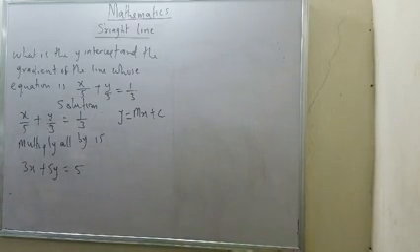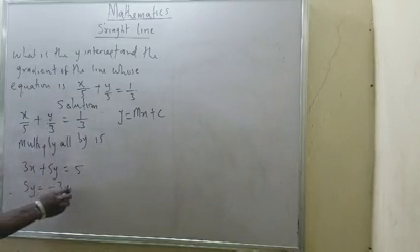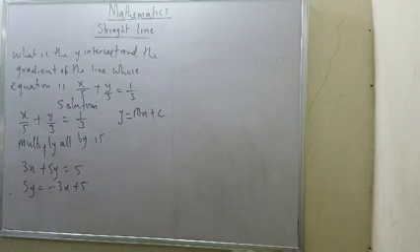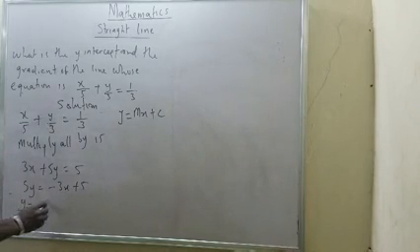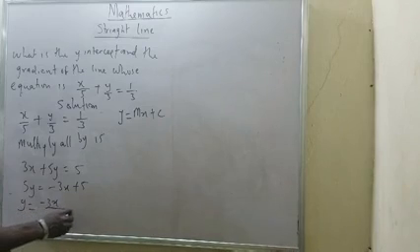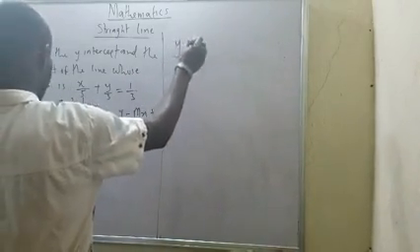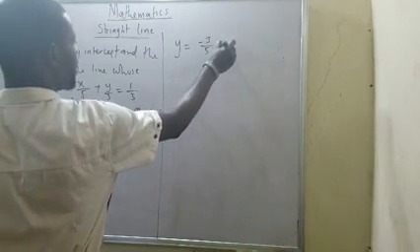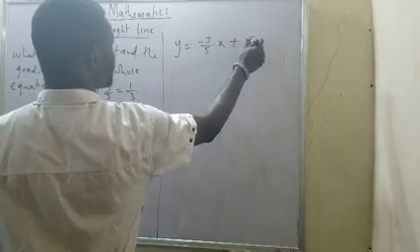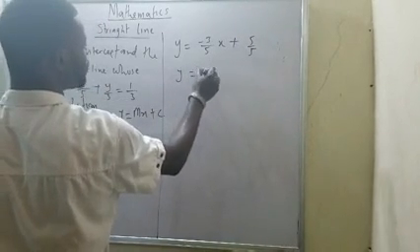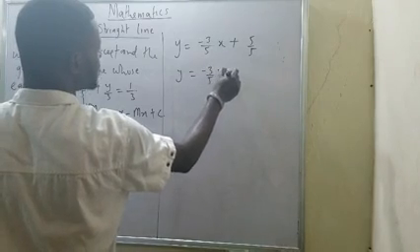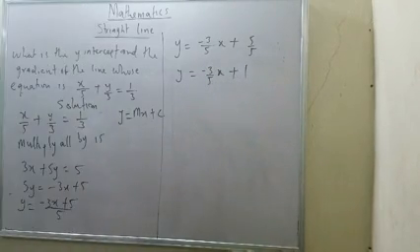Now since I have this, I must let my y stand on its own. It means 5y equals minus 3x plus 5. Now, divide all through by 5. It means my y equals minus 3x all over 5 plus 5 all over 5, which is y equals minus 3 all over 5 x plus 1. That is what I need.